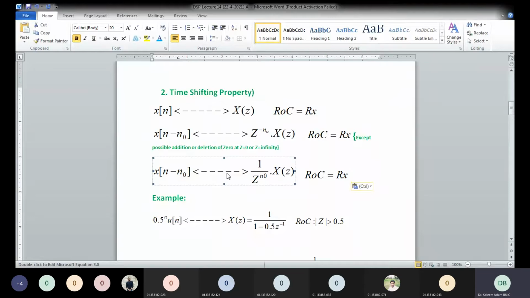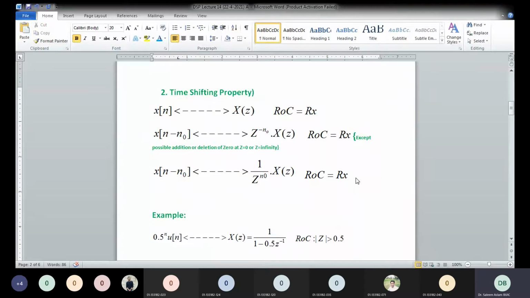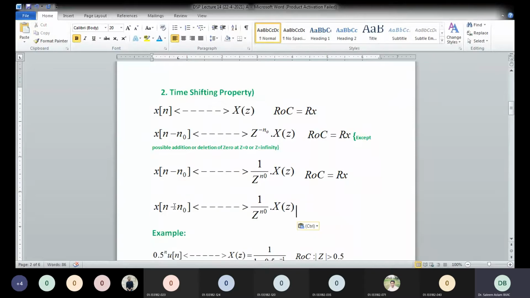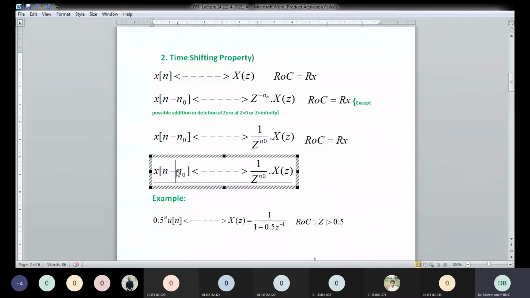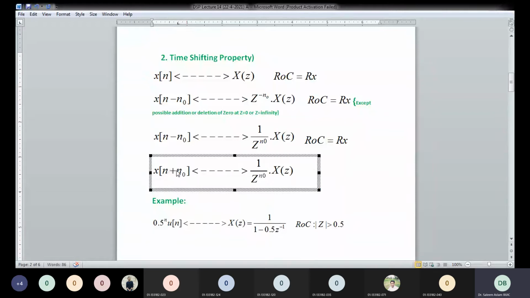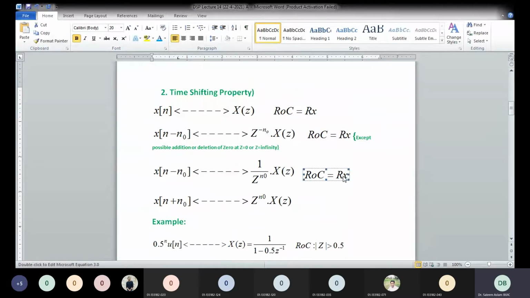So let's take another perspective. अगर हम इसको ये कर देते हैं x of n plus n naught, although that is not practically possible, but still with Z transform expression it is possible. So what will happen in that particular case? Now you have z to raise power n naught multiplied with this X of z, right? And their ROC would remain same. Agree करते हैं इस बात से?